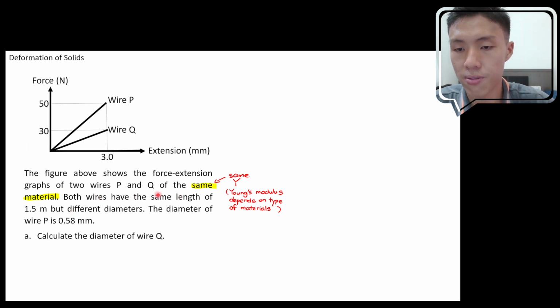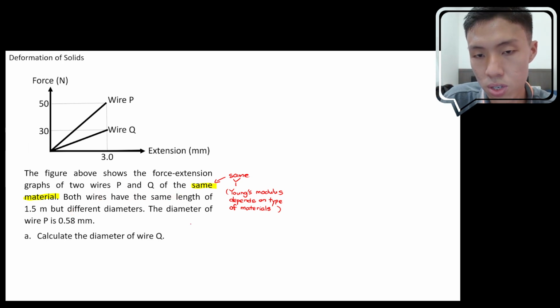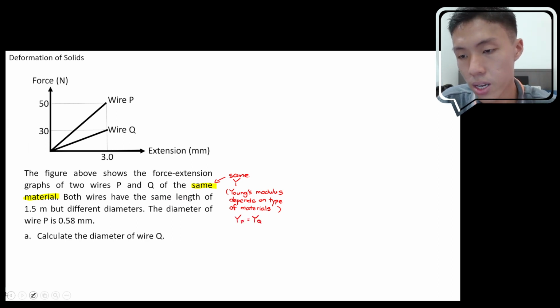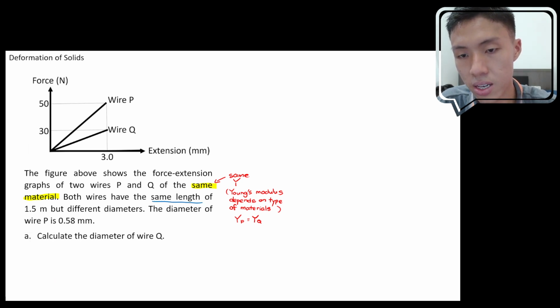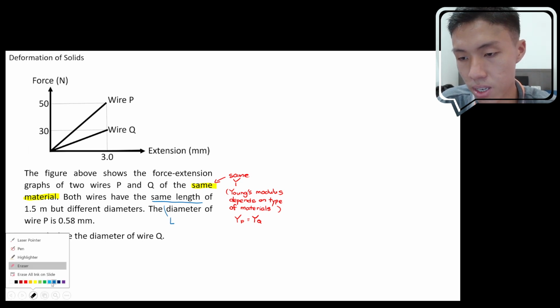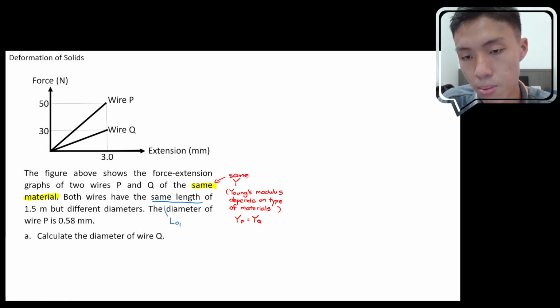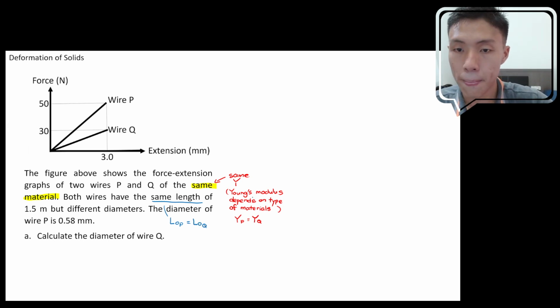Both the wires have the same length. So now you know that the Young's modulus of P is the same as the Young's modulus of Q. Then from this statement, same length, you know that the original length of P is the same as the original length of Q. Then they are both 1.5 meter.